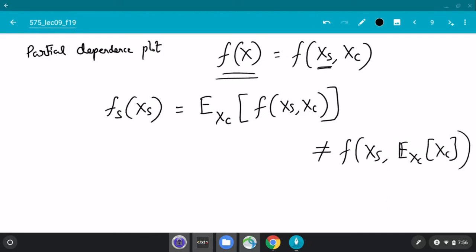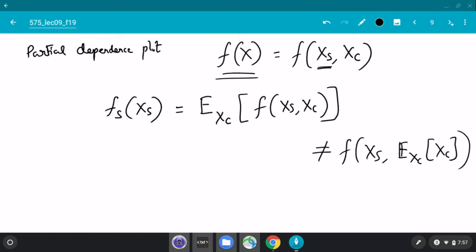We already have built a function, some random forest model. We just want to find how two of the features influence my output, and everything else is xc, the other feature coordinates. The way to do it is to average out the other features.